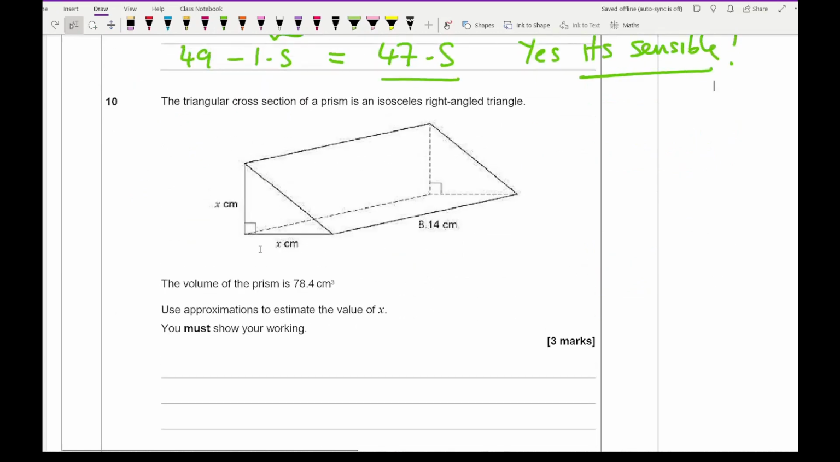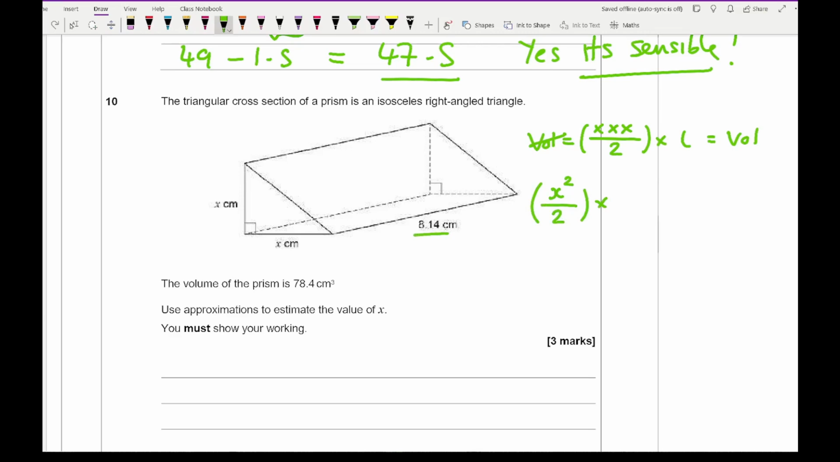Then for question 10, it says that a triangular cross-section of a prism is an isosceles right-angled triangle. The volume of the prism is 78.4 cubic centimetres. Use approximation to estimate the value of x. Well, first of all, let's work out the volume formula. So the volume is equal to, well, it's a triangular prism, so it's going to be base times the height divided by 2 multiplied by the length. So here I've got x times x, which is x squared, divided by 2, multiplied by the length.